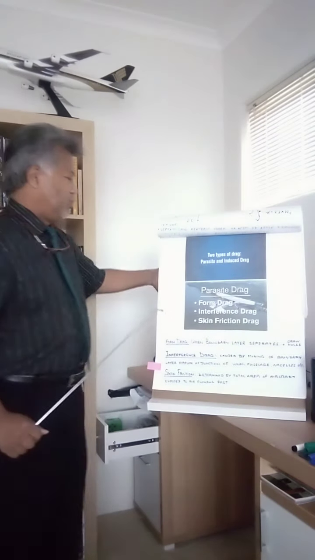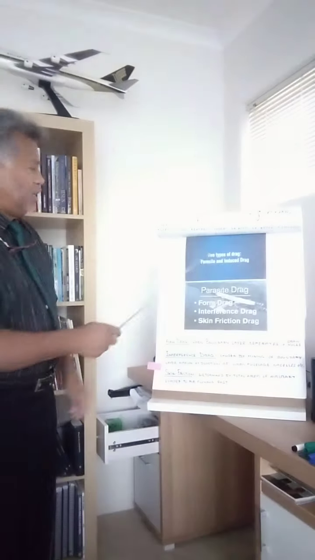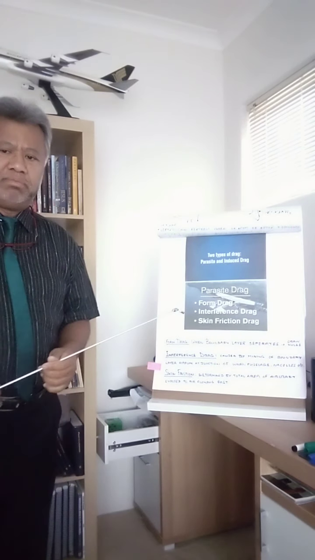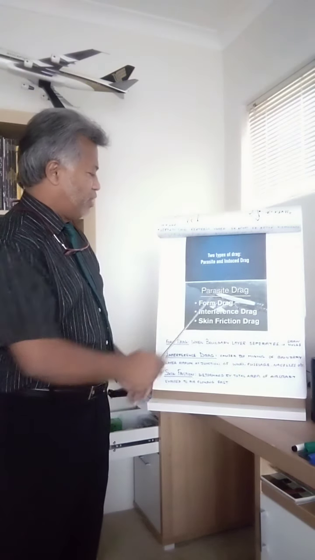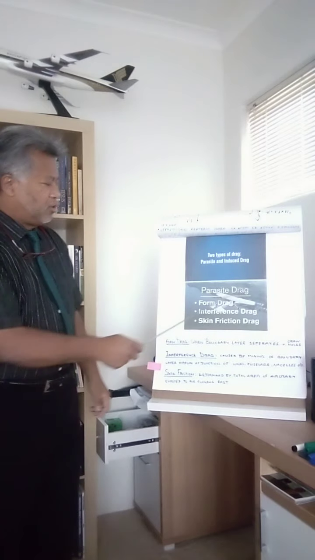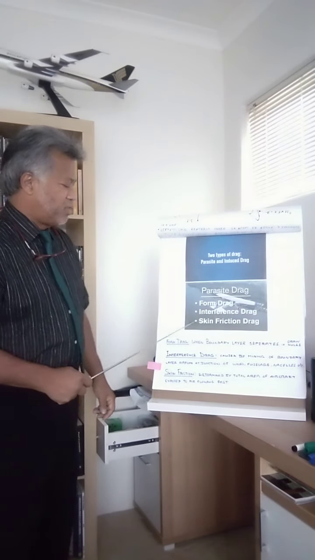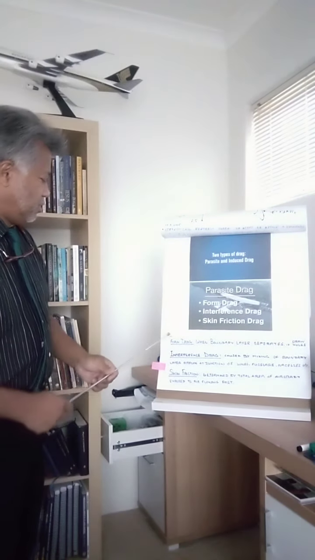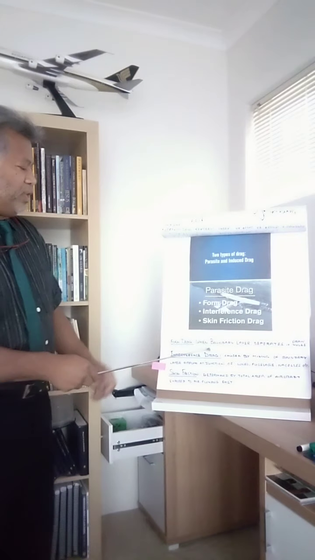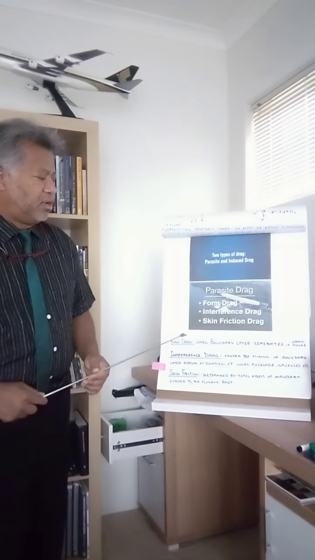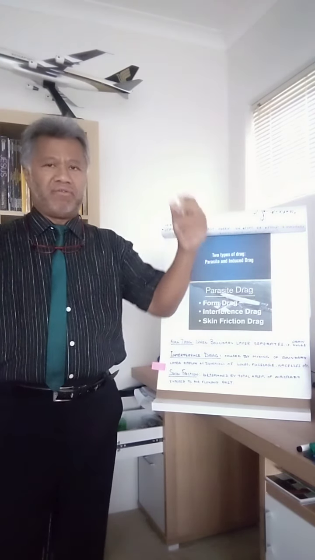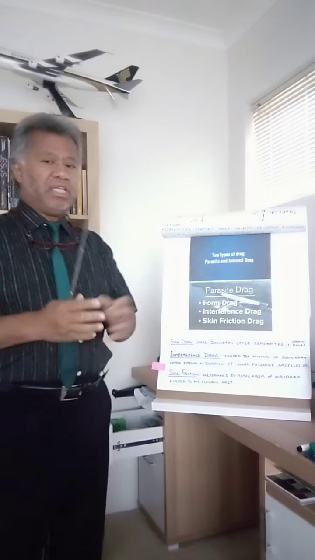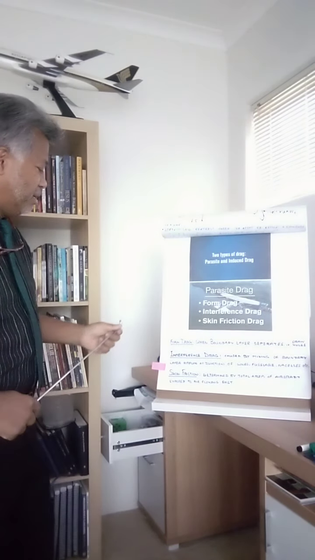Okay, so here we have two types of drag, which are the parasite drag and the induced drag. Parasite drag comprises form drag, interference drag, and skin friction drag. Okay, so form drag is when the boundary layer separates. For example, you have drain holes on the aircraft and so forth. It separates from the boundary layer.